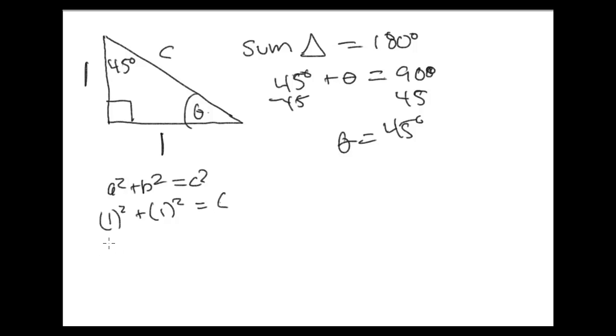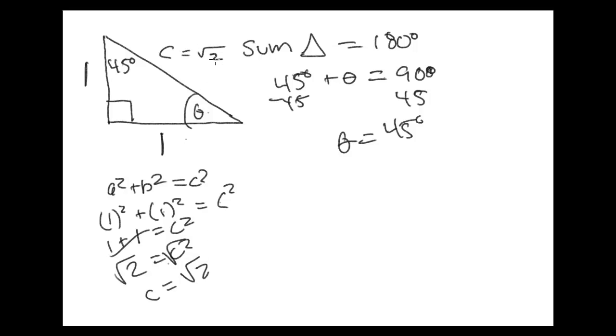We know that 1 squared is equal to 1, plus 1 squared, which is also equal to 1, is equal to C squared. 2 is equal to C squared. To get C by itself, we take the square root of both sides, leaving us with C is equal to the square root of 2. Our hypotenuse is now square root of 2.